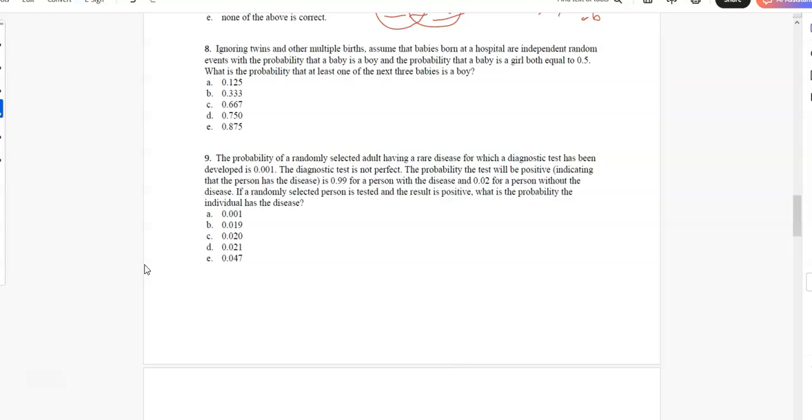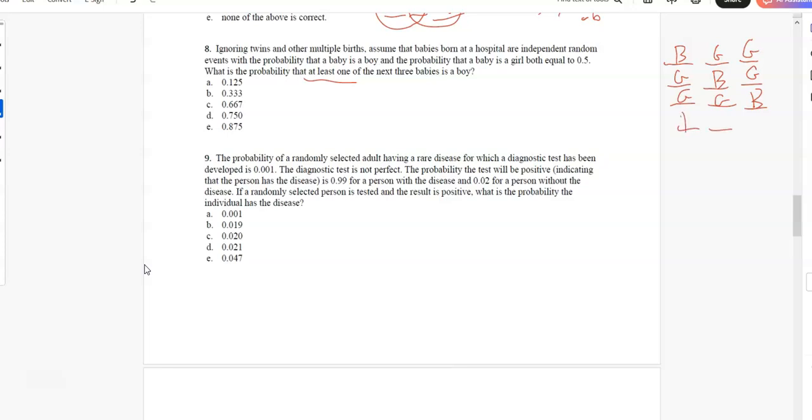So at least one is really tough to do. If you think about that, maybe the first one is a boy and the next 2 are girls. We could calculate that number, 0.5 times. Maybe the second one is a boy and the other 2 are girls. Maybe the third one's a boy and the other 2 are girls. Okay, so that's all the cases of getting one.